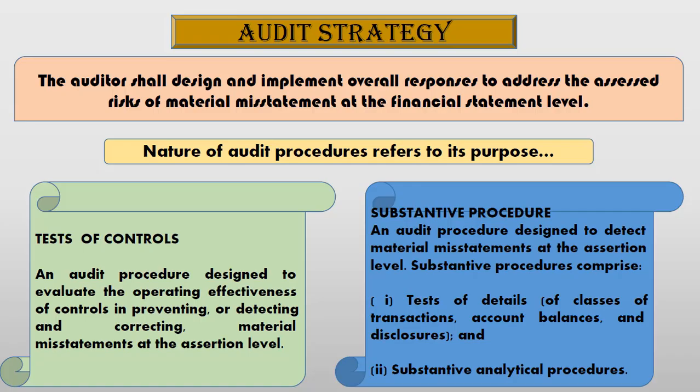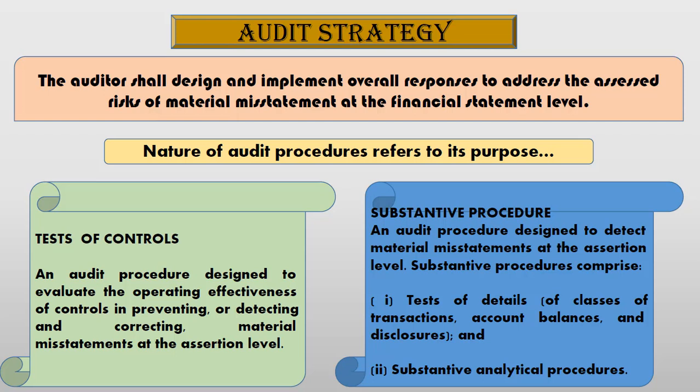So after we perform the assessment of inherent risk, control risk and detection risk, then we will create our audit strategy. This is our response to the risks that we identified during our audit risk assessment. There are two major classifications of audit strategy. The first one is test of controls. Test of controls is an audit procedure designed to evaluate the operating effectiveness of controls in preventing, or detecting and correcting, material misstatements at the assertion level.